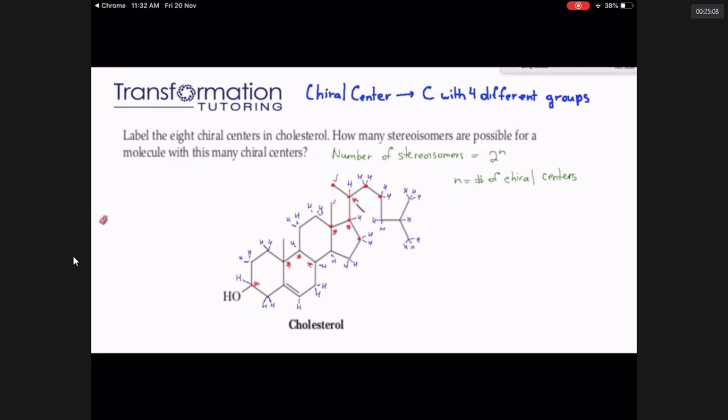Please notice, if a compound has n chiral centers, the total number of stereoisomers is given by the formula 2 to the power n. For example, with 1, 2, 3, 4 chiral centers. Are we very clear?